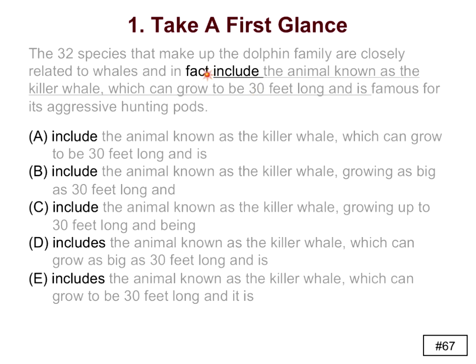Okay, so we do the first glance and we go, okay, include, interesting. That's a verb that's switching back and forth, which means I definitely need to find the subject so that I can know whether I need a singular verb or a plural verb. And so now you have a point of view, you have something to look for. You're not just randomly starting to read the sentence, the 32 species, and wondering what's going on. You know you're actually looking for the subject.